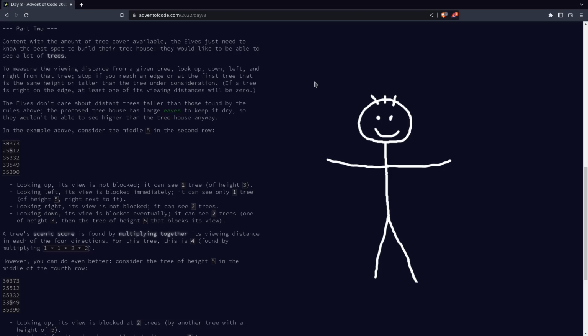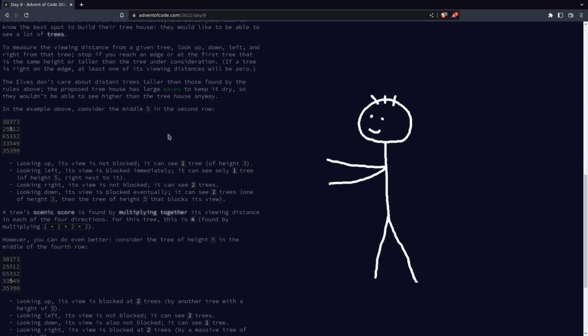So then for the second part, because the tree coverage is high enough, the elves are happy to build a house. To choose the location of the house, they want to have as much viewing distance as possible. To compute this viewing distance, they will choose a tree from the patch and they will look in all four directions to see how many trees are visible from that spot. So for example, let's say that we choose the tree with height 5 from the coordinates x2, y1.